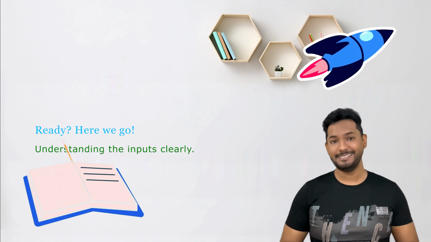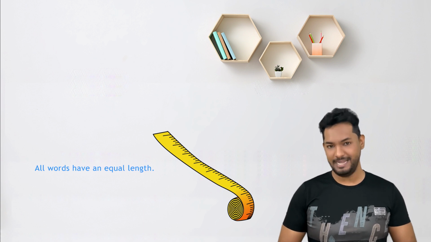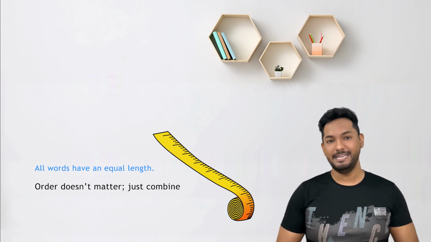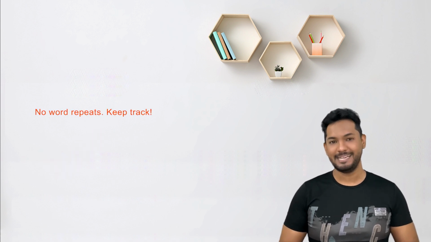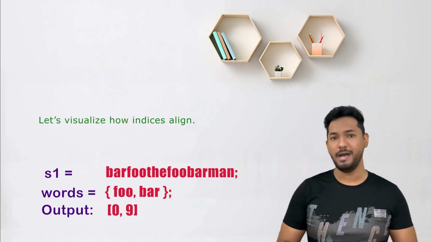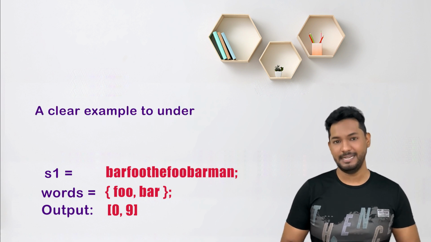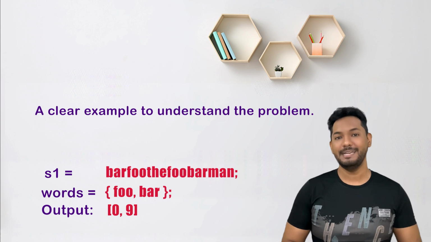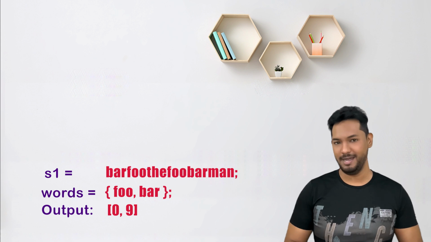We are given a string S and an array of strings called words. All the strings in words are of the same length. We need to find all starting indices of S where the substring is a concatenation of all the strings in words in any order. Each word must be used exactly once. For example, if string S is equal to this and words equal to foo, bar, the answer is 0, 9, because the substring starts at index 0, foo bar foo, and index 9 is foo bar, or a concatenation of foo and bar in the array.